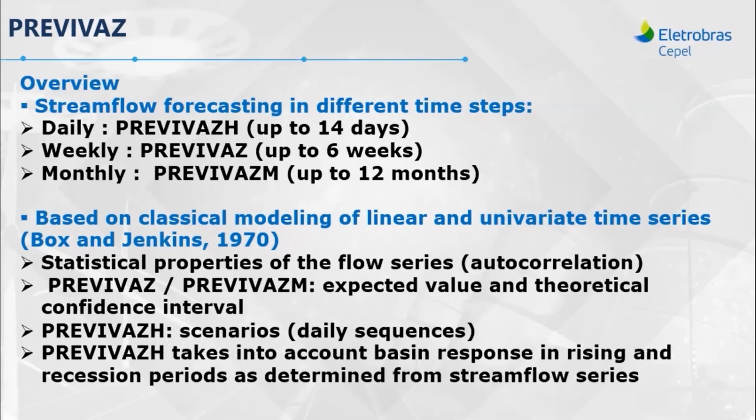They are based on the classical Box-Jenkins theory to modern time series. Previse and Previse M take into account the statistical properties of the stream flow series, and provide the expected value and theoretical confidence interval. And the Previse H takes into account the different stream flow behavior in rising and recession periods.